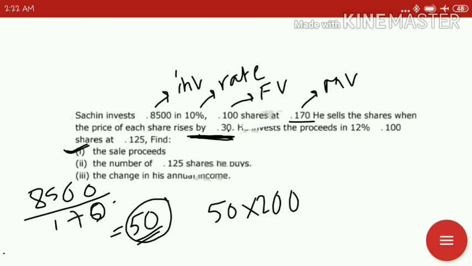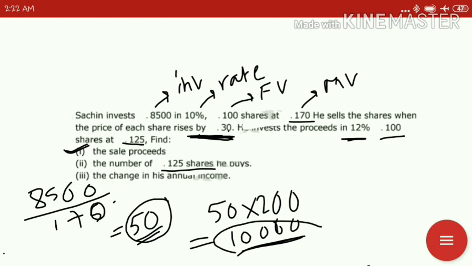Next, the number of rupees 125 shares he buys. He has invested the whole amount, that means the sale proceeds, in the second investment. You can see that the sale proceeds were 10,000. This amount of money he has invested in the second one, which is available with rupees 100 as the face value, 125 as the market value, and the rate of dividend is 12%. By dividing 10,000 by rupees 125, you can easily find the number of shares he has bought for the second type of investment. And now the change in his annual income is similar to the previous one. In the previous two or three questions I have already mentioned how to find the change.